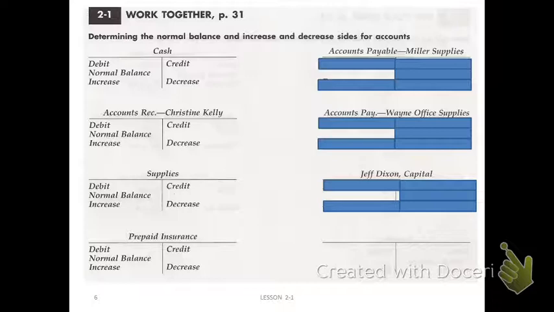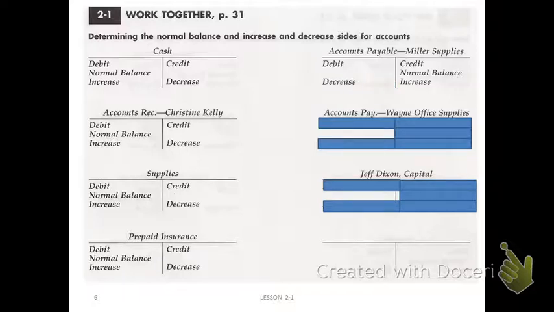Next, we have our liabilities. These appear in the upper right corner of your screen. The first liability we have is accounts payable for Miller Supplies. So we first need to label our debit side and label our credit side. For liabilities, this is the opposite of an asset. Liabilities would increase on the credit side, so we would say our normal balance is listed on the credit side. And our decrease side would be the side opposite the normal balance, which would be on the debit side. So for accounts payable, it increases as a credit. Accounts payable decreases as a debit.